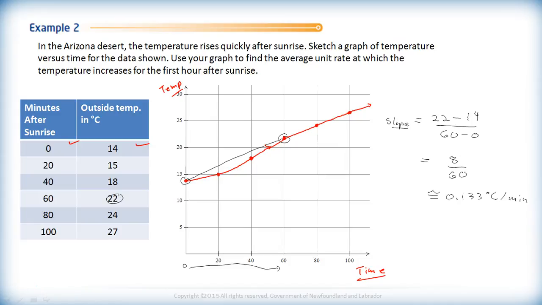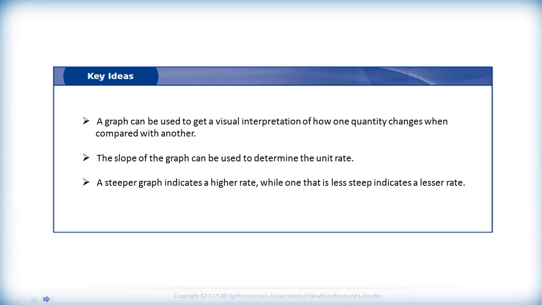So that means that in the desert, after the sun comes up, the temperature increases at about 0.133 degrees Celsius every minute. That doesn't sound like a big number, but when you consider what that really means, 0.133 degrees per minute is almost 1.5 degrees every 10 minutes. It's a very quick rate of increase of the temperature.